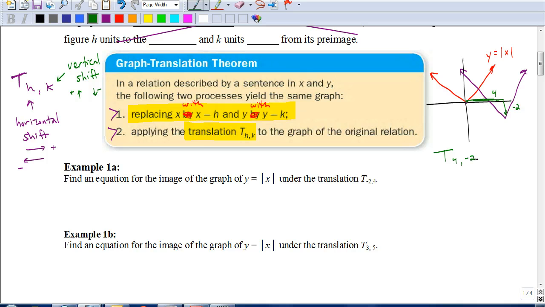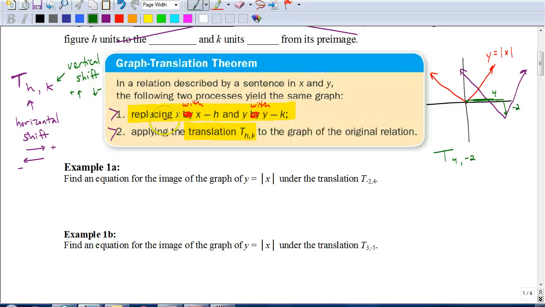Now, the first part of this graph translation theorem, going back to that, helps us figure out how we can use this information for our translation to come up with a new equation. Because let's say I'm asked to find an equation for this purple absolute value graph I graphed here. Well, now you guys are familiar with finding equations of a line, and it hasn't always been the easiest thing to do. But with this graph translation theorem, it's going to be real easy.